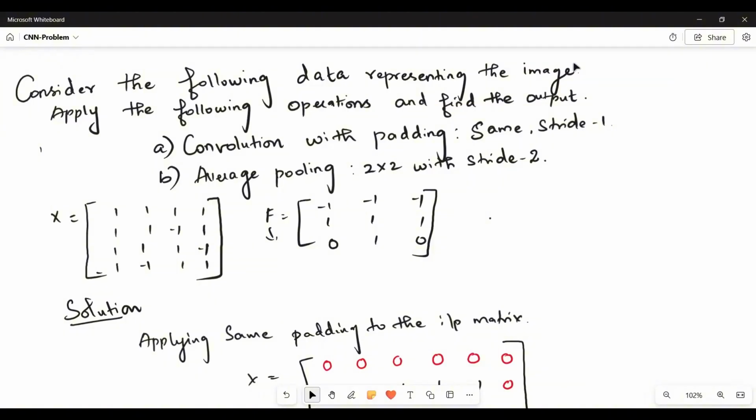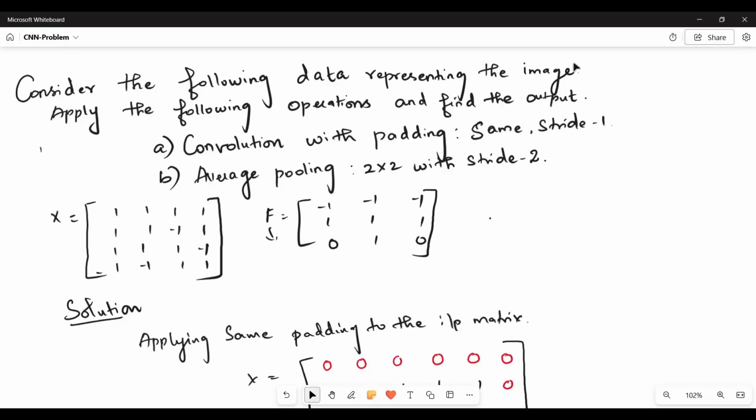Consider the following data representing the image, that is X. X is represented as an image here. Apply the following operations and find out the output. So we are going to find out the output matrix. That is our objective. The operations we are going to perform: we are going to do the convolution with padding. Padding here is considered as the same padding and the given stride is equal to 1.